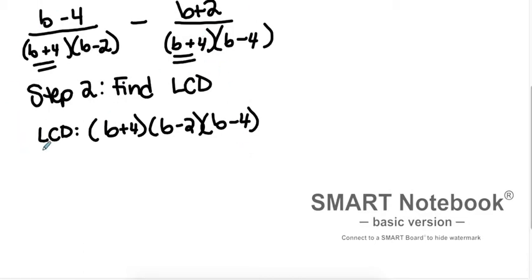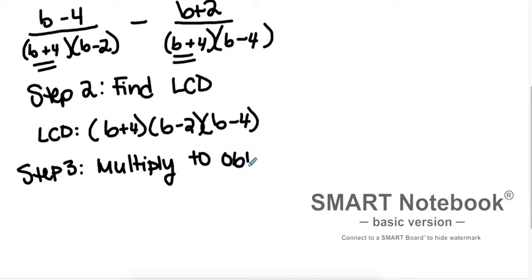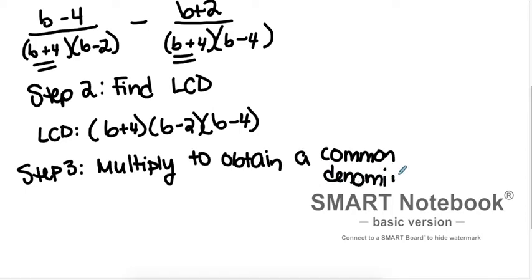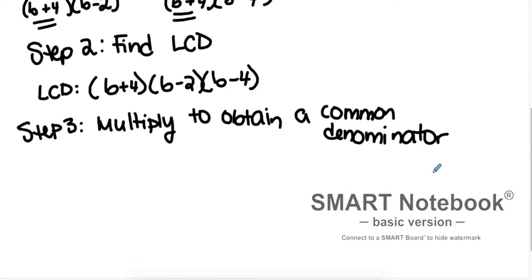I guess step 3, I would say step 3, we can say multiply to obtain a common denominator. Okay, so before we do the multiplication, I'm just going to write what we have.